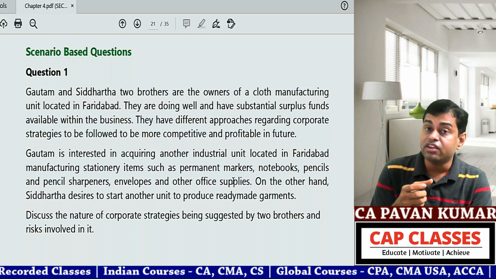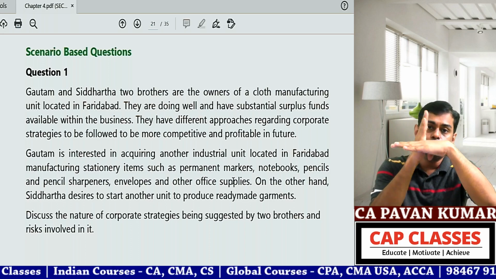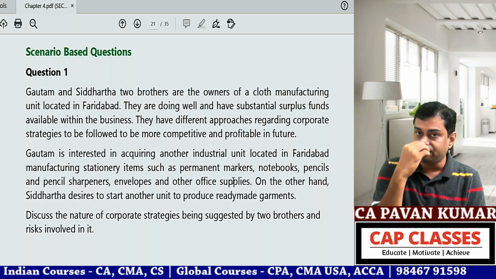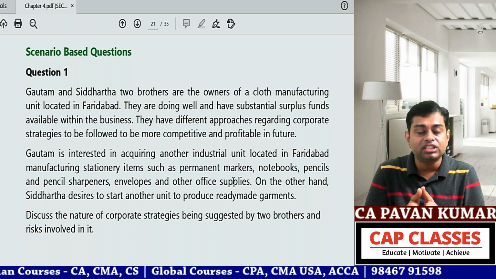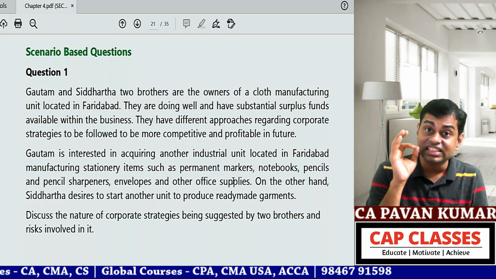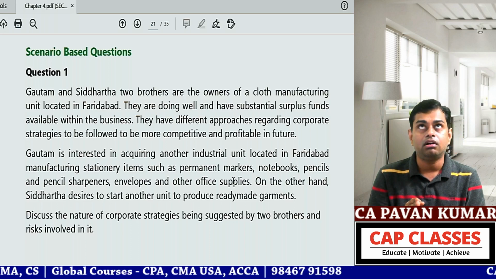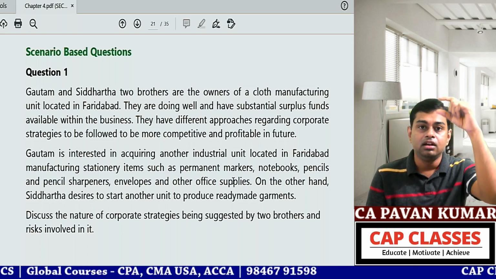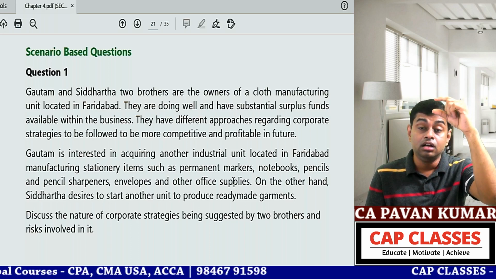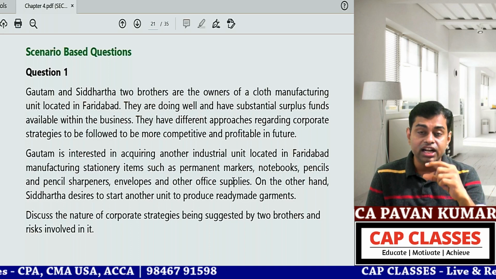So what type of diversification is it? Do you remember horizontal and vertical two diversifications are there? And in vertical diversification, what is the meaning of vertical diversification? You will stay on the same supply chain. Oh my god, what is supply chain? Raw materials. You procure raw materials from supplier, then you manufacture product, and then you send it to the consumer.